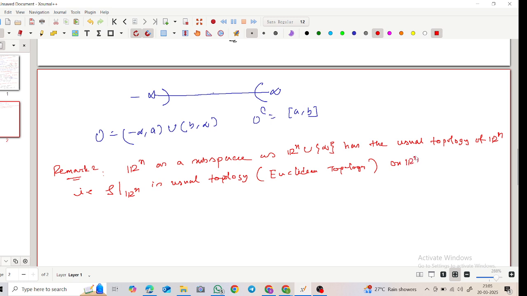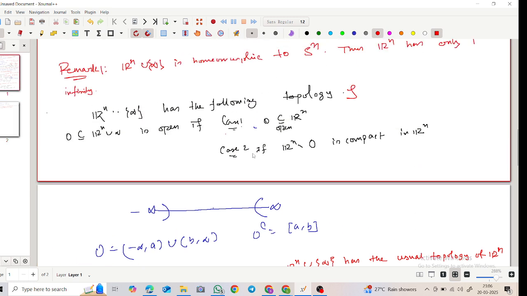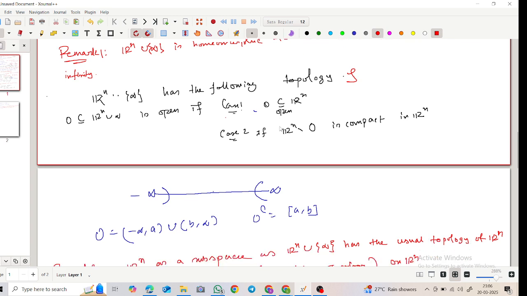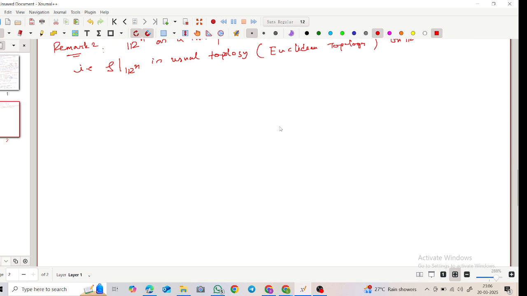Okay, and this is evident by case 1. If you restrict open sets to R^n, the open sets are only the open sets of R^n. That's it. Abhishek, what were you telling?